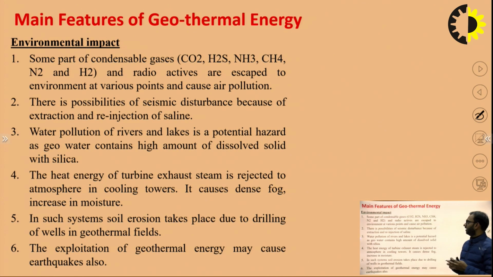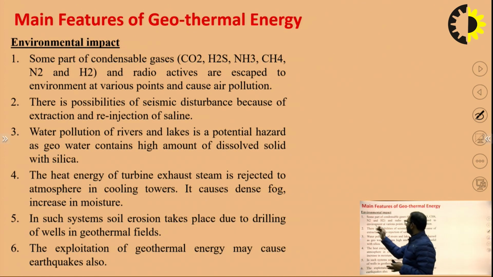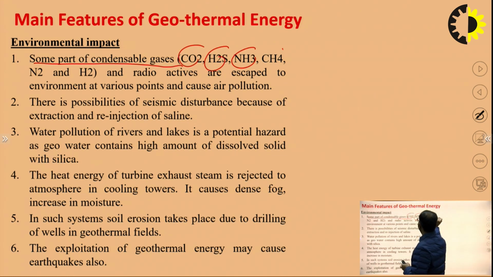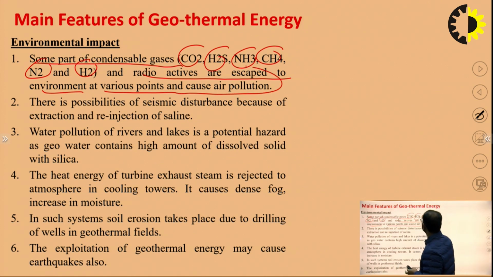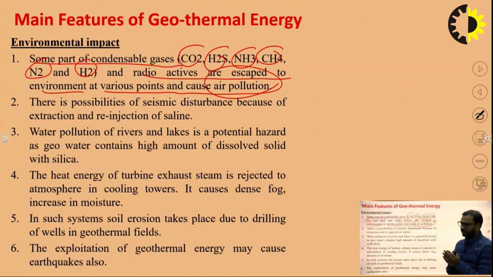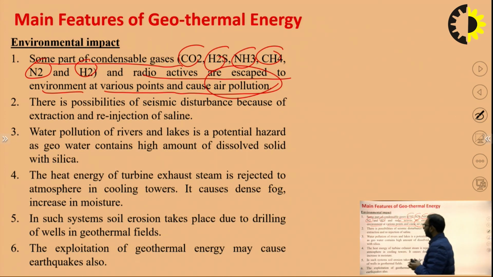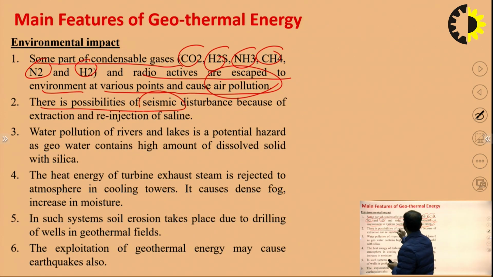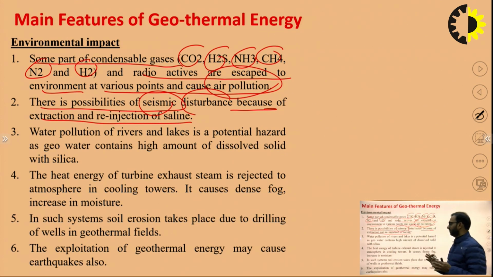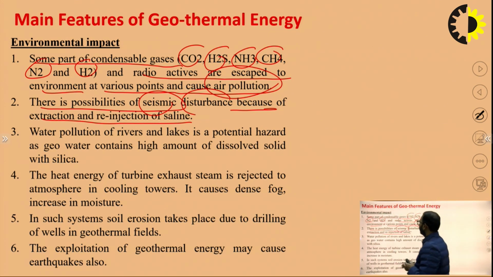Then what is the environmental impact? The first one is that some part of the condensable gases like carbon dioxide, hydrogen sulfide, ammonia, methane, nitrogen and hydrogen, and radioactives escape to the environment at various points and cause air pollution. So air pollution is one of the major impacts on the environment. Then there is the possibility of seismic disturbance because of extraction and re-injection of saline. This is another factor.